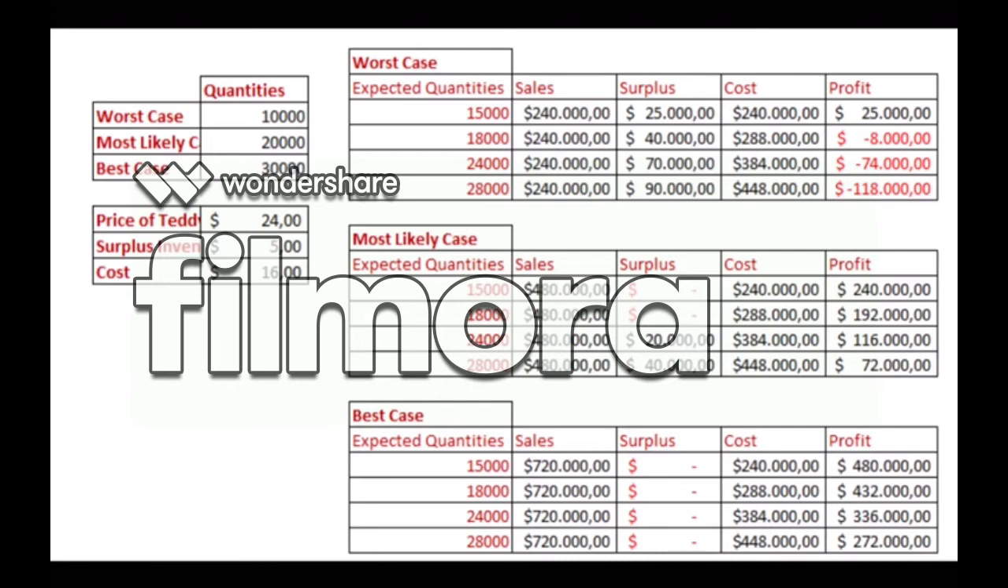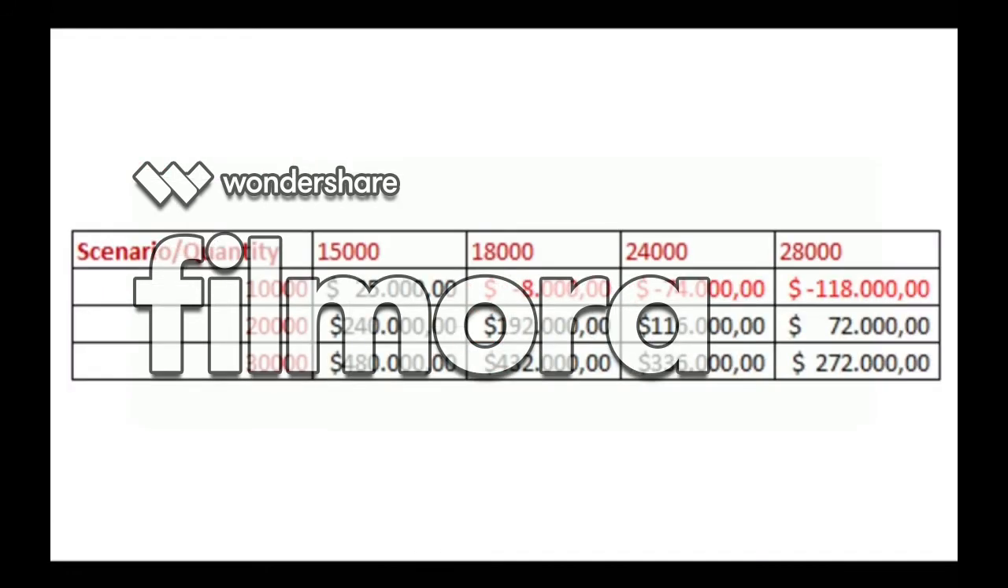We make these calculations for all of the cases, just changing the quantity, because we have 3 different quantities for our 3 different cases. And finally, in our scenario quantity table, we can clearly see what happens with different numbers and how our profit is affected by these quantities.